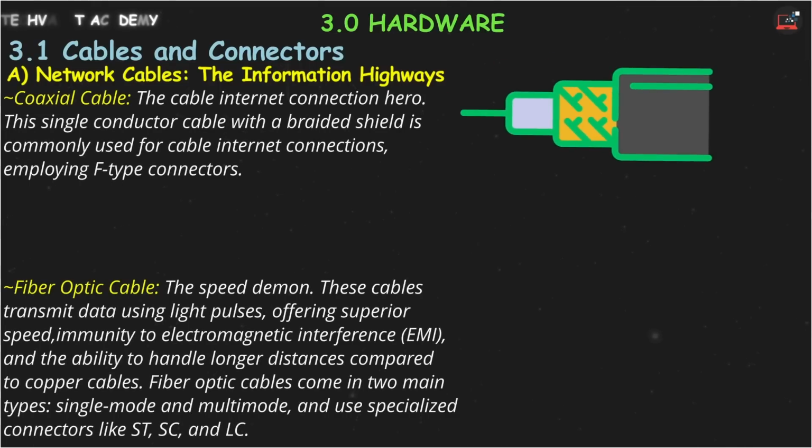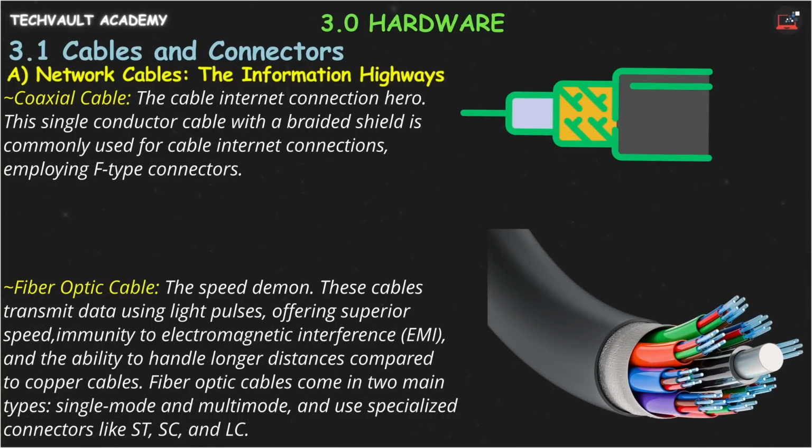Coaxial cable, the cable internet connection hero. This single conductor cable with a braided shield is commonly used for cable internet connections, employing F-type connectors. Fiber optic cable, the speed demon. These cables transmit data using light pulses, offering superior speed, immunity to electromagnetic interference, EMI, and the ability to handle longer distances compared to copper cables. Fiber optic cables come in two main types, single mode and multi-mode, and use specialized connectors like ST, SC, and LC.